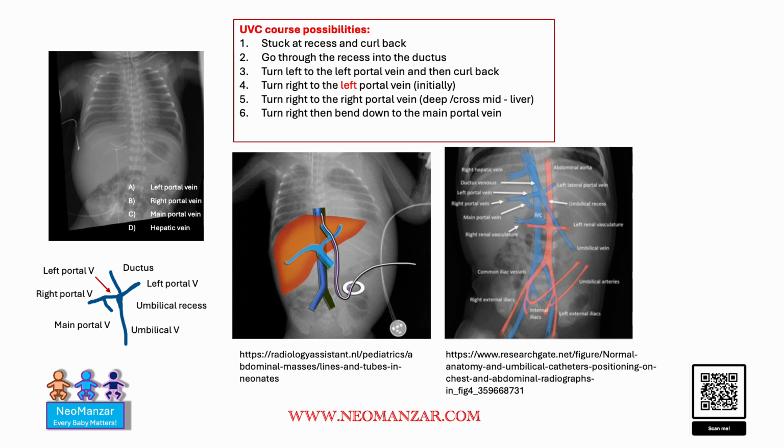If the catheter goes this way, turns back and just stays barely on the right side of the catheter line, it's still in the left portal vein. So that's the tricky part. Rest is very easy to understand. So let's summarize in the next slide.